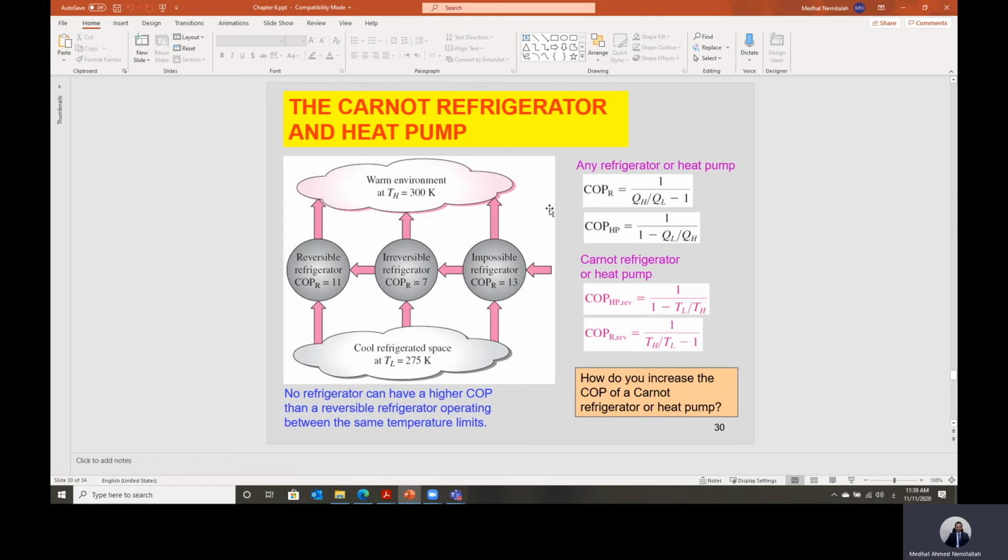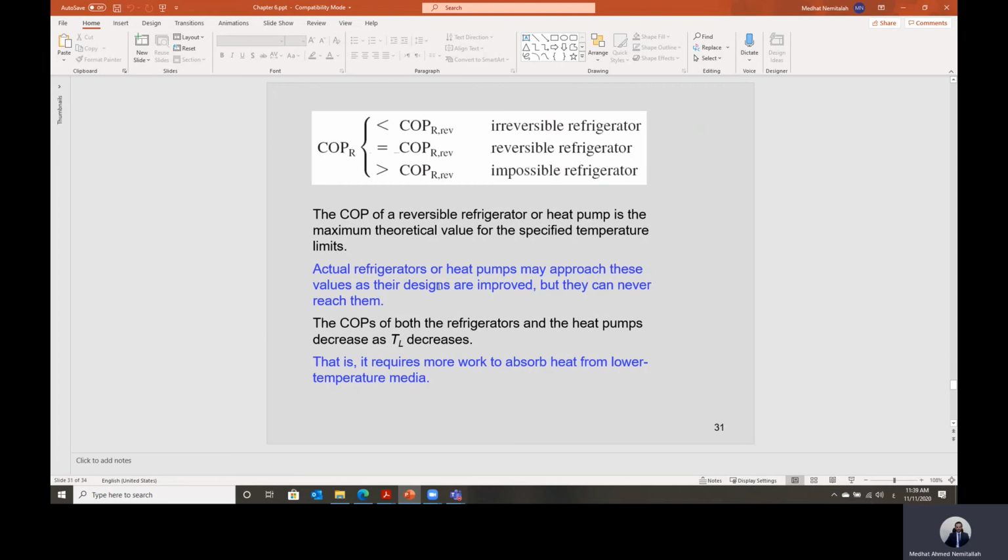But in case of refrigeration cycle, as we said, the coefficient of performance for the reversible cycle should be the maximum. And for the actual one, it should be less than the maximum. And it is impossible actually to design a compressible refrigeration system that has a coefficient of performance greater than the value obtained by the Carnot cycle or the reversible one. Okay, this is what we said.